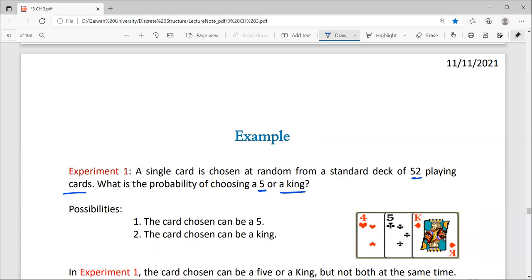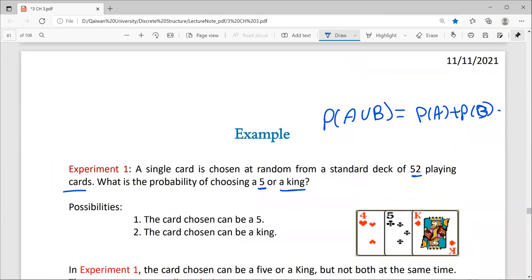So in this case we must apply the mutually exclusive events rule. We must apply the probability of A union B equals probability A plus probability B. We apply this rule here because there is no common between events A and B. Event A is choosing a 5, and event B is choosing a king.